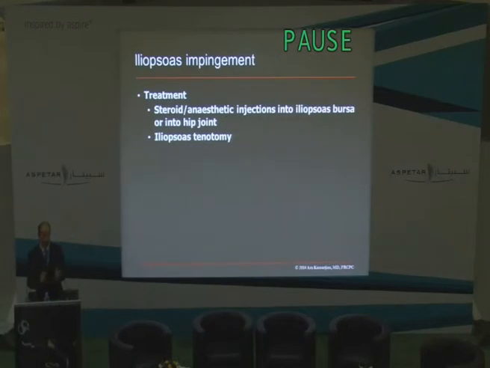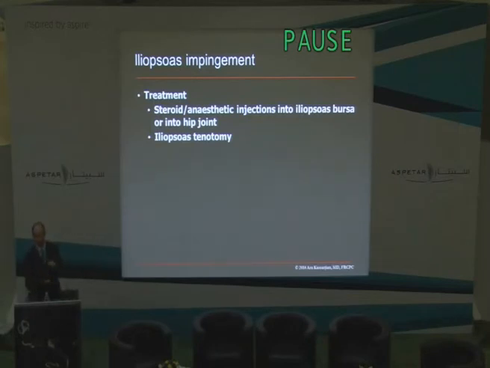And the treatment for this, I think this is a relatively new concept. Usually it's a conservative treatment, whether it's anesthetic or steroid injections, either into the iliopsoas bursa or into the hip joint, because as we know, they often communicate. And sometimes it's not clear if the symptoms are from the labral fraying, from the friction of the capsule, or from the bursitis or the tendinopathy itself. In refractory cases, they'll do an iliopsoas tenotomy.